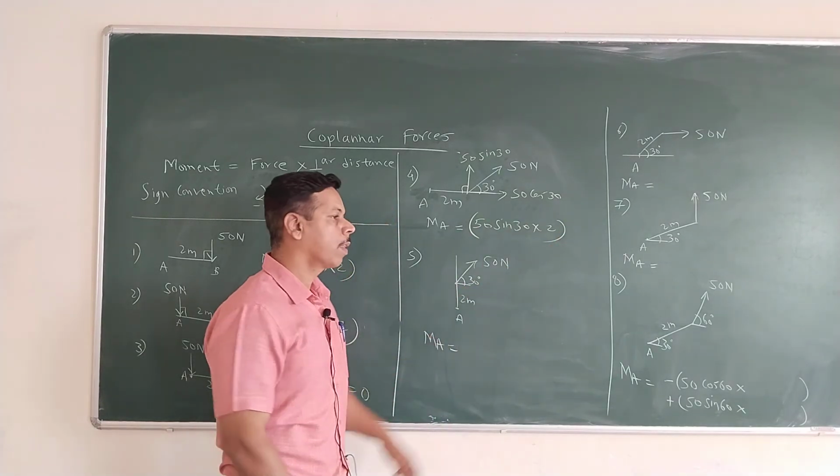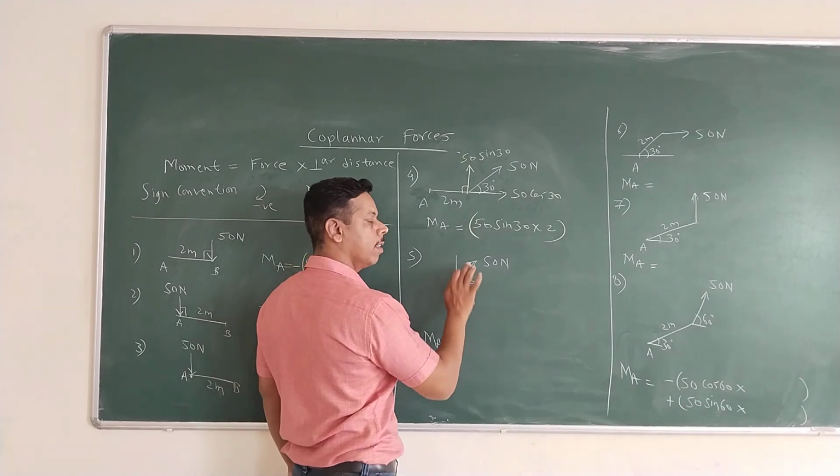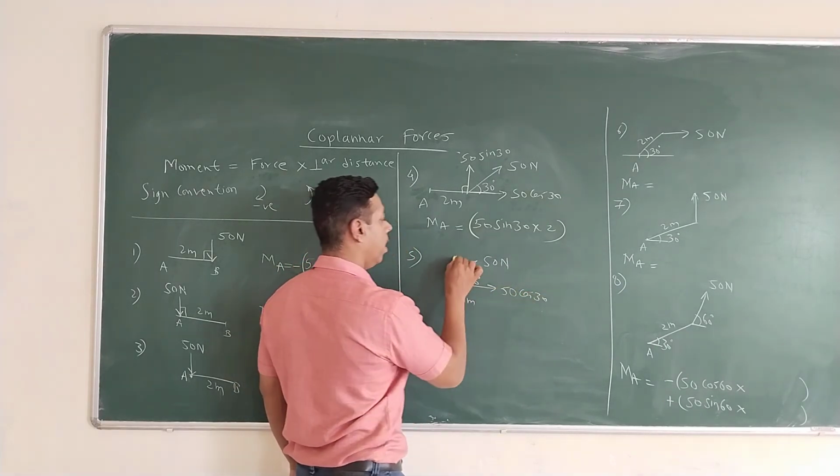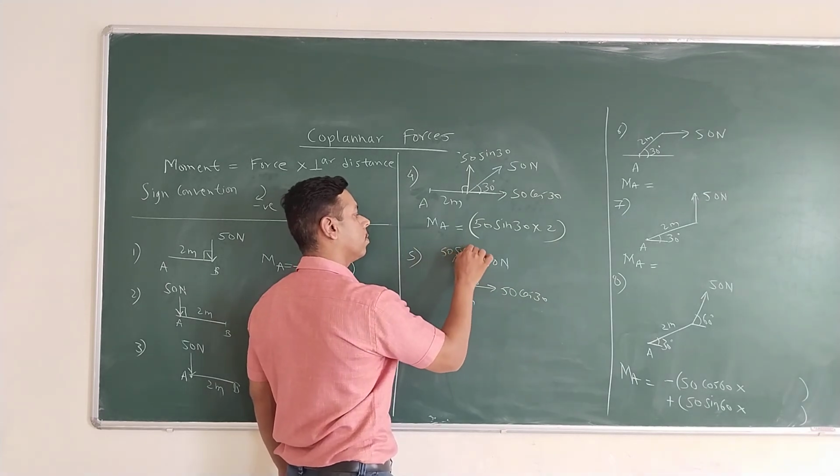Now next, 50 at an angle 30 is in the first quadrant. Resolve this force. This is not passing through A, so we have to resolve.